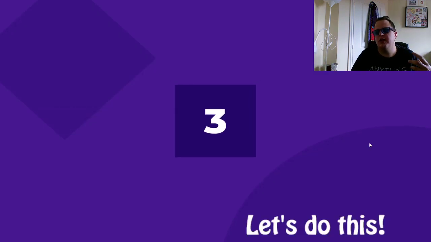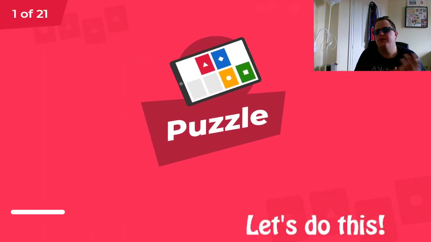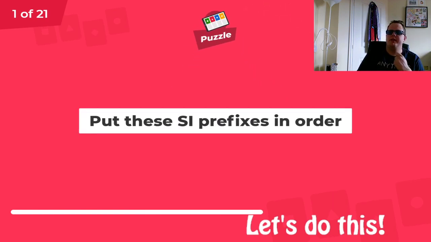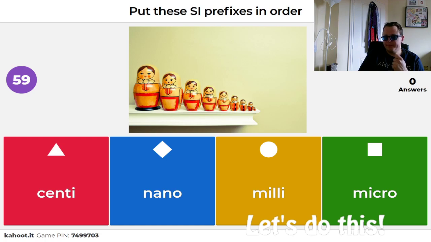Okay, so all of these questions are going to be on magnetic fields and things like that. So, first question. Put these SI prefixes in order, starting with the smallest, working your way up to the biggest, please.